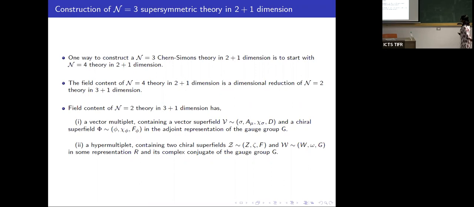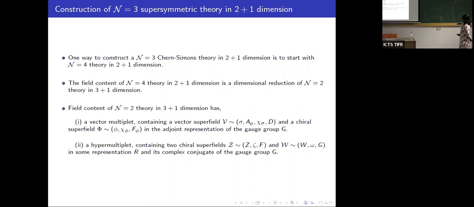So the field content of the N=2 theory in 4 dimensions is as follows. It has 2 multiplets. The first one is a vector multiplet, which contains a vector superfield, denoted by this curly V. And it has these component fields. Sigma is a real scalar field that comes from the dimensional reduction from 4 dimensions. Mu is a 3-component gauge field. Chi sigma is a fermion, and D is an auxiliary field.